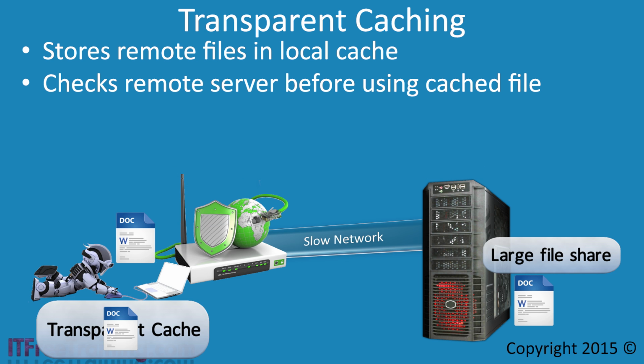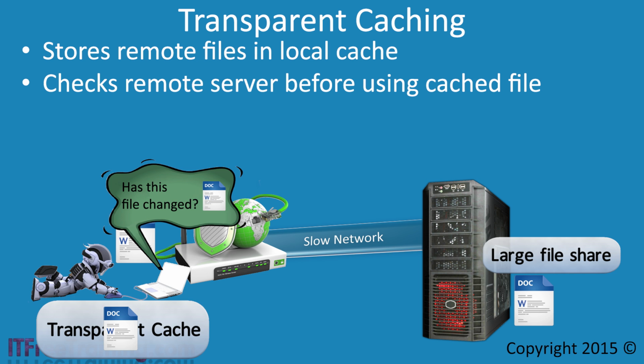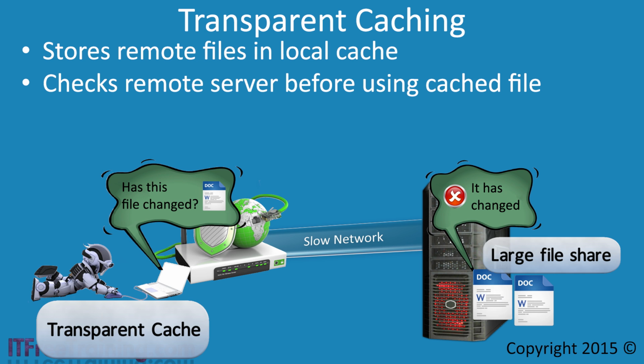If the other case occurs, the computer asks if the file has changed and the server responds back that the file has changed. The old file is discarded and a new copy of the file is transferred over the network for the user to use and also copied to the transparent cache.